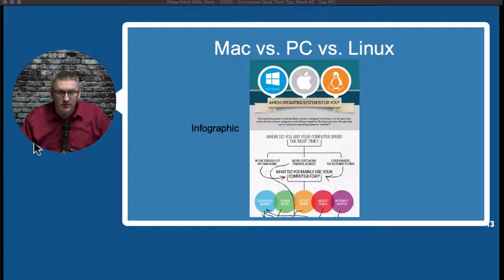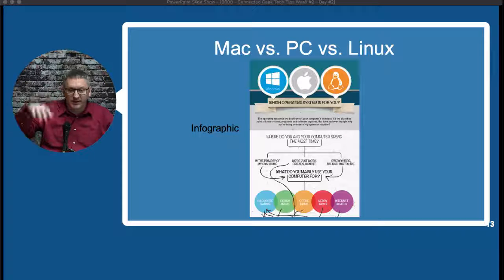Everything, I've done nothing to hide. So basically it's taking you through a flow chart of which one is best for you. What do you use your computer for? Then it takes you to the next phase. I would really strongly suggest looking at this. I'll put the links in the show notes. It gives you a really good idea of what type of computer person you are and what kind of operating system works for you.